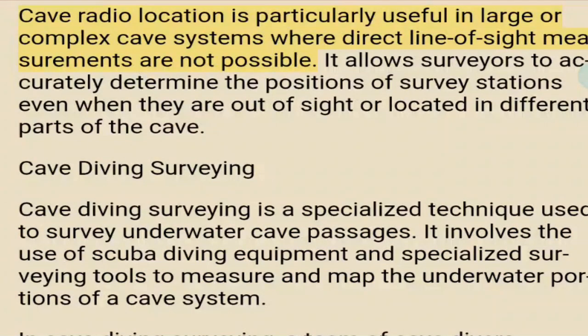Cave radiolocation is particularly useful in larger complex cave systems where direct line-of-sight measurements are not possible. It allows surveyors to accurately determine the positions of survey stations even when they are out of sight or located in different parts of the cave.